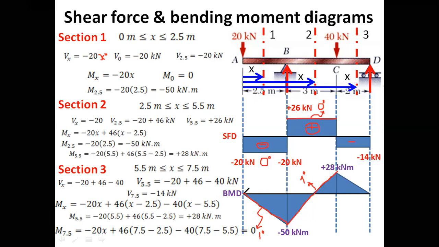If you look here, this bending moment distribution is below the datum line. So this is a negative bending moment, and this is a positive bending moment. Negative bending moment would be the concave down. Positive bending moment, the concave would be up. So we have the shear force diagram and the bending moment diagram.